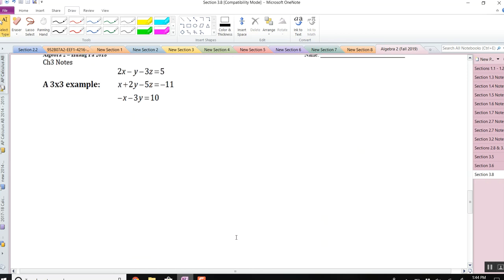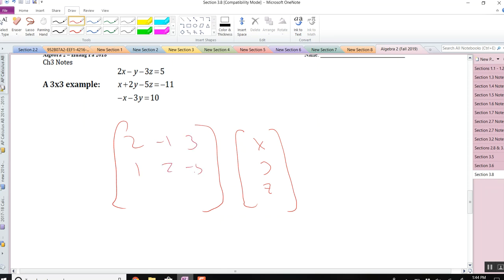For 3 by 3, you just do the same thing. If you try solving this by hand, good luck to you. It's going to take a while and you can easily make mistakes. I'm not forcing you guys to solve this by hand because that's just not right.